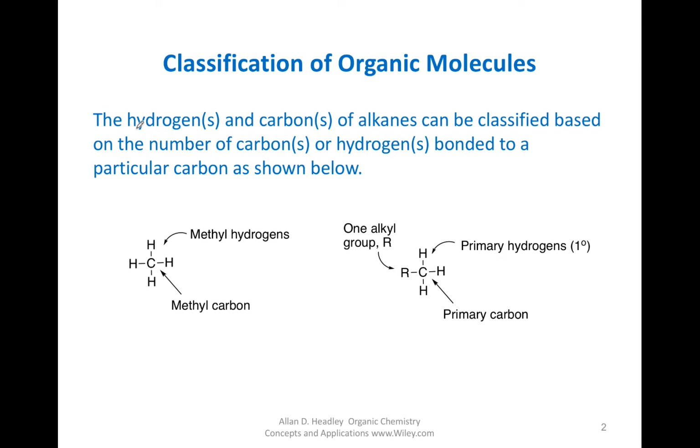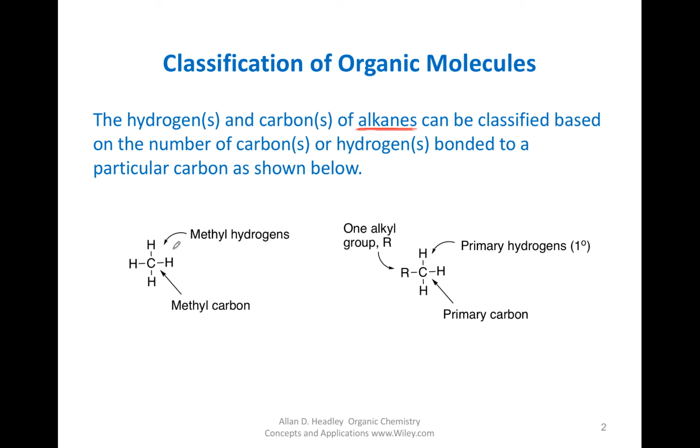The hydrogens of hydrocarbons can be classified based on the number of carbons or hydrogens that are bonded to a particular carbon. Let me state that differently. We're looking at hydrocarbons. Remember, this is organic chemistry, the study of chemistry of compounds that contain carbon and hydrogen primarily, but also heteroatoms. But now we're looking at alkanes, and alkanes are one category of hydrocarbons. Alkanes contain carbons that contain only single bonds. So there are 4 bonds to a carbon that's part of an alkane.